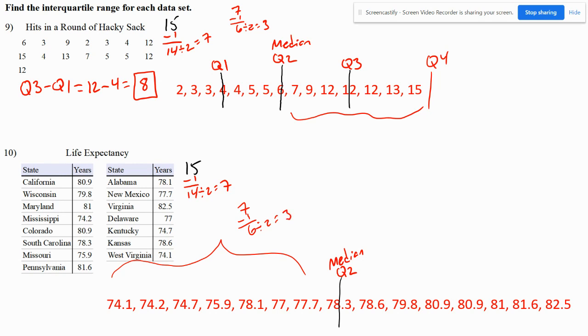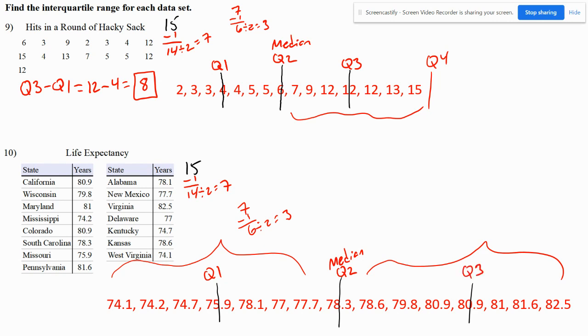So I'm going to draw a line, right? There's 7 numbers. I'm going to draw a line such that I have 3 numbers on each side. And that is what I called quarter 1. Now, looking at the 7 numbers on the right side, I'm going to draw a line such that I have 3 numbers on each side of my line. And that is what I called quarter 3.